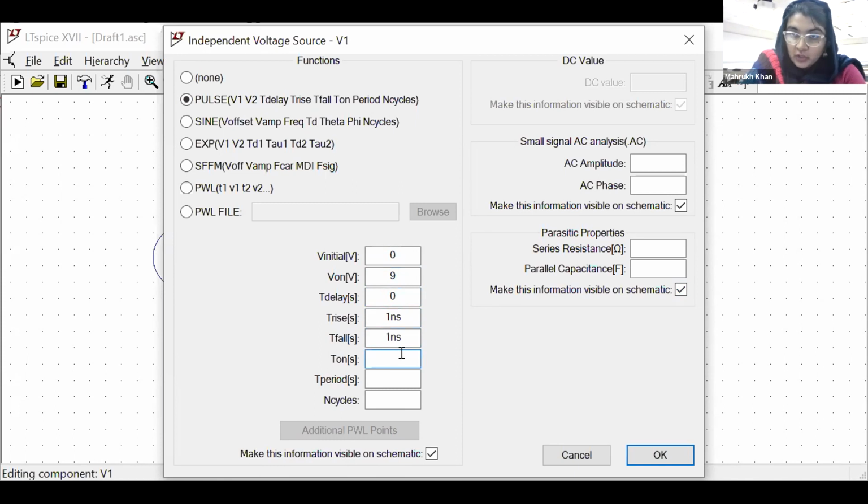Okay, so you calculated 1 tau as 20 seconds, let's see. Tell me what I should enter here as T on, because T on is the time which will give 9 volts to the circuit. 100 seconds.